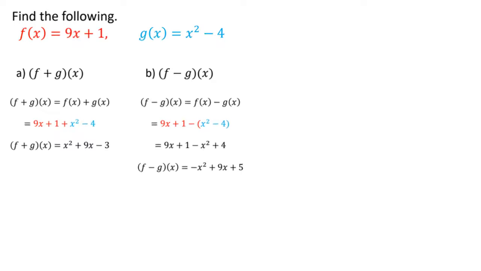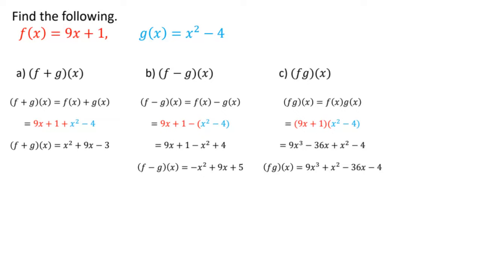If I wanted to find f minus g, again, I do the same thing. I do the replacement, substitute function f minus function g, combine my like terms, simplify, and I get negative x squared plus 9x plus 5. What about multiplication? What if I want to multiply these two functions? Well, again, fg of x is just multiplying function f with function g. Function f is in red, 9x plus 1. Function g is x squared minus 4. I'm going to do FOIL to simplify this, combine my like terms, and I get 9x cubed plus x squared minus 36x minus 4.